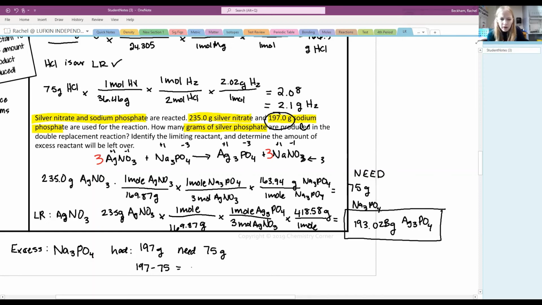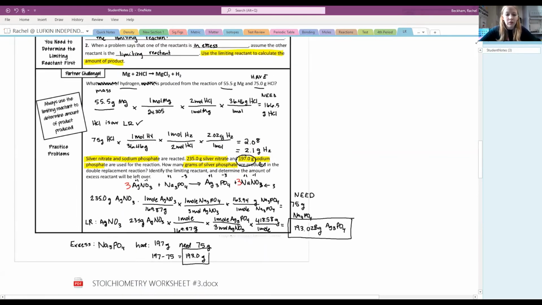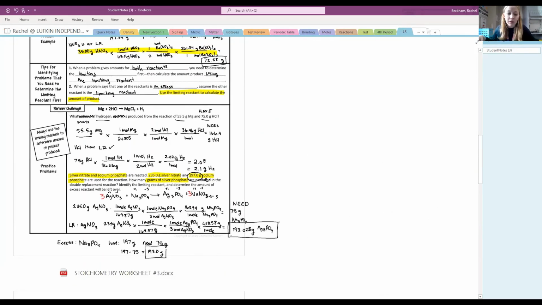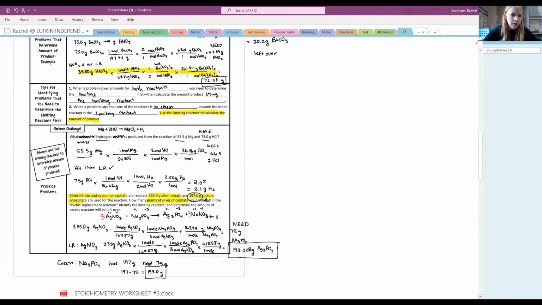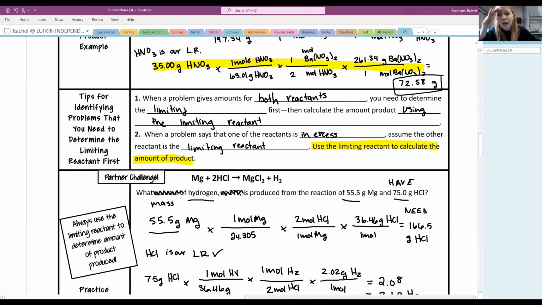197 minus 75. So I'm getting 193.0 grams. Remember when you subtract, you look at decimal places. So 197.0 minus 75.0 is 193.0. So that kind of concludes our notes for today on limiting reactants. And again, the summary of it is right here on these tips. These tips can really kind of help you.